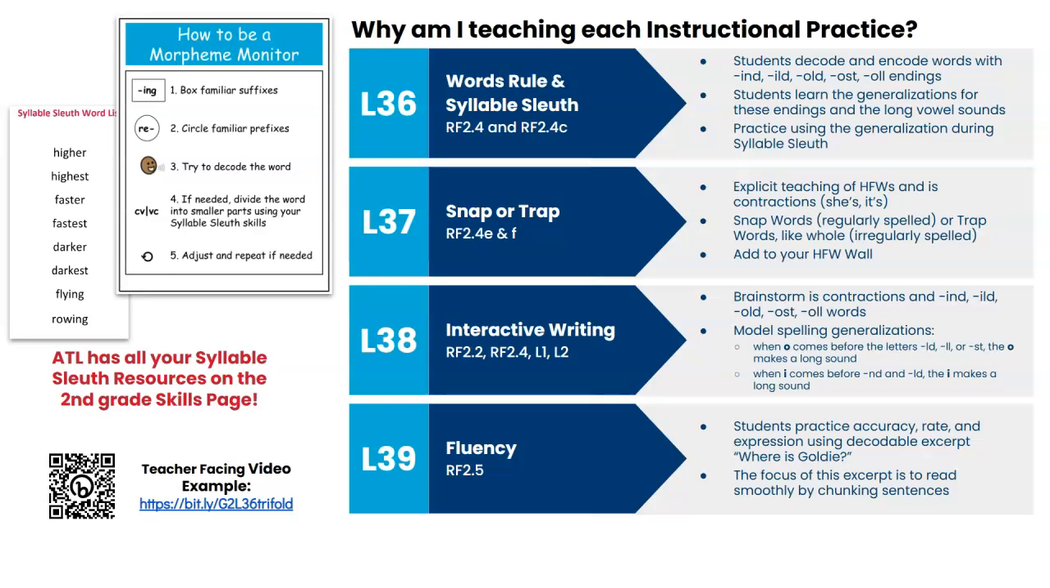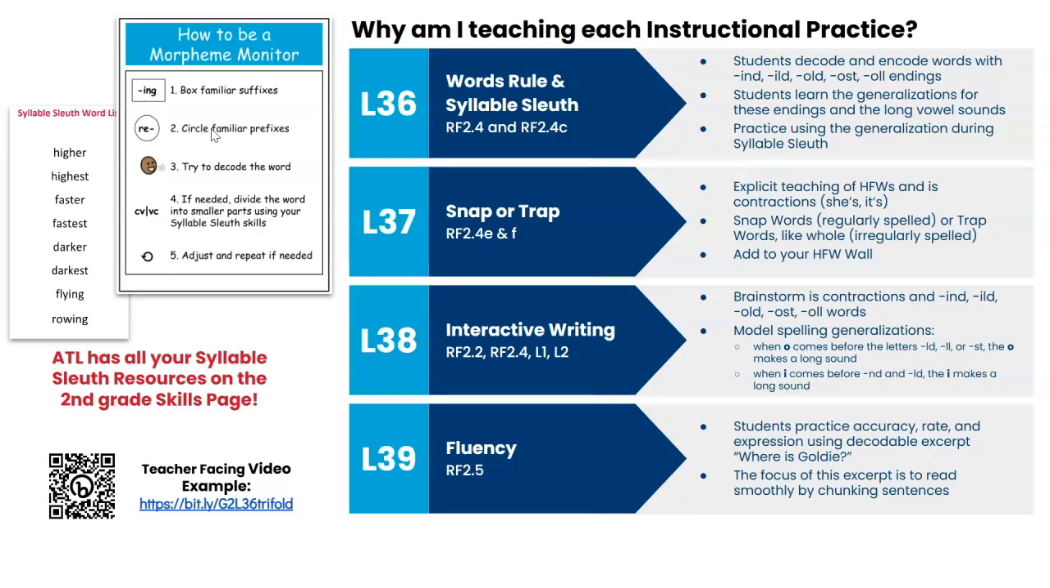During syllable sleuth, students will need to recognize these sounds when considering syllable types, because they do not fit neatly into a specific syllable type or pattern. You may want to create a specific annotation as a class for coding these endings when they appear, to help students remember that they have a long sound, even though they may appear as a closed syllable type. Your CMS Syllabication Teacher's Guide on ATL has a video for you to model the word trifold. This is your teacher-facing video. See the bit.ly or QR code on the screen.